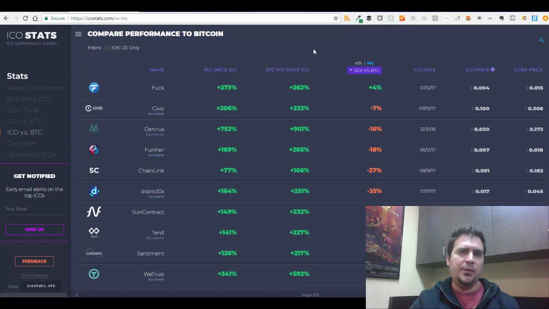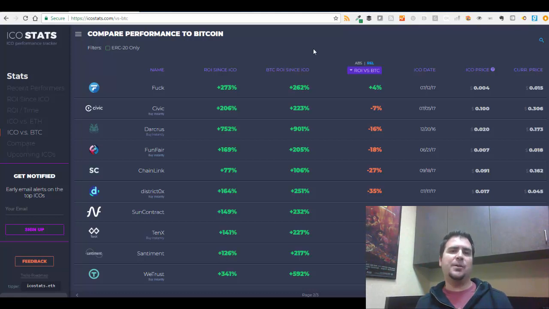So you could argue that if you had invested in Bitcoin a year ago versus an ICO, you could have made the same amount of money, although Bitcoin is a lot less risky. That's true in some cases, but some of these ICOs are going up much more than 200%, which you saw earlier. So anyway, this is another really helpful tool to gauge how ICOs are going up and so forth.